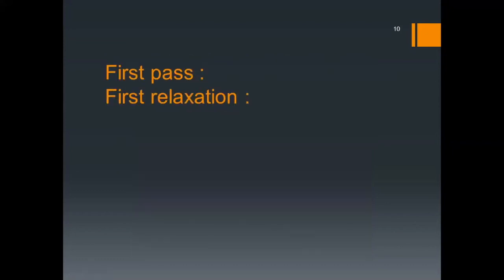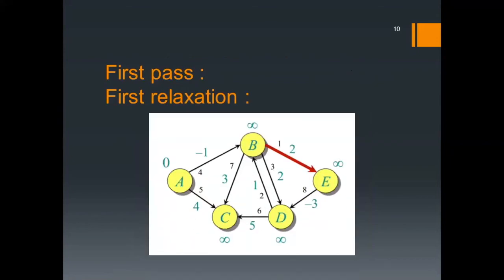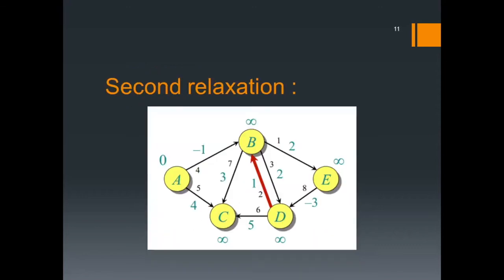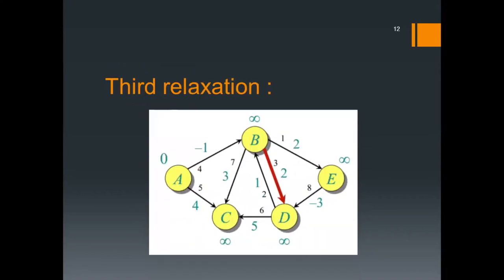So let's start the first pass and first relaxation, and that is B to A. B is infinity and the edge is 2. So infinity plus 2 is equal to infinity, and E is already infinity. That's why E will not update. Second relaxation, D to B, and that is infinity plus 1 is infinity, and B is already infinity, so it also will not update. Third relaxation, that is B to D. Infinity plus 2 is equal to infinity, and that's why D will not update.